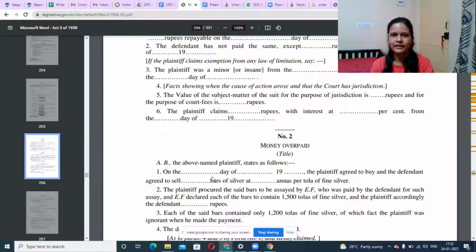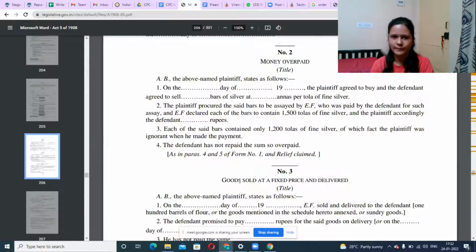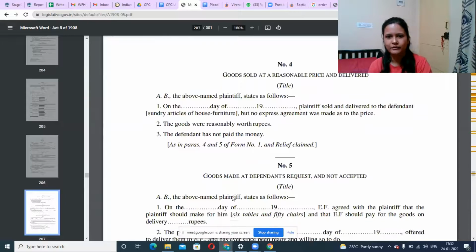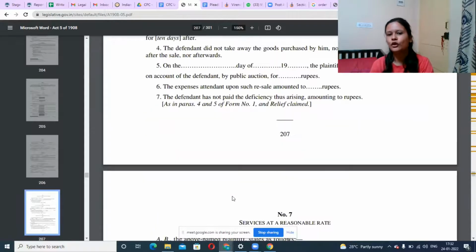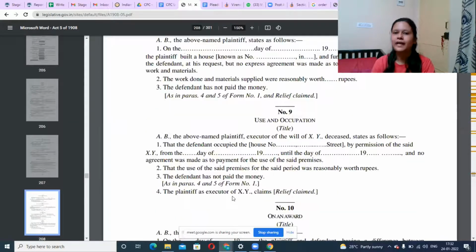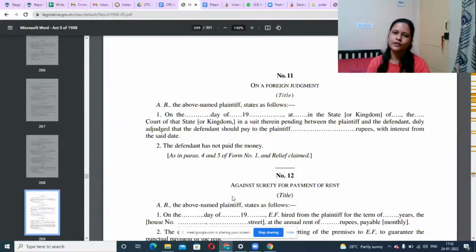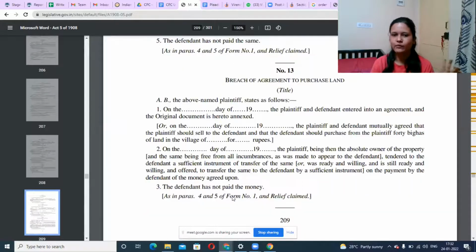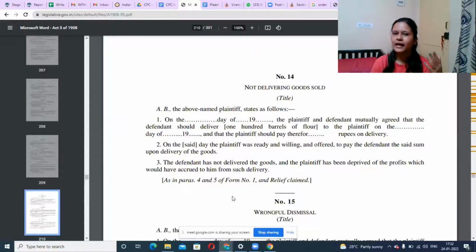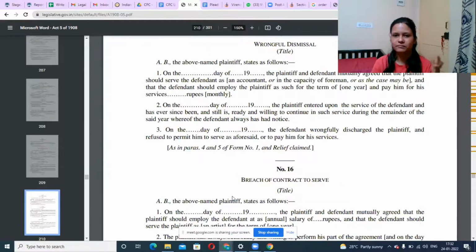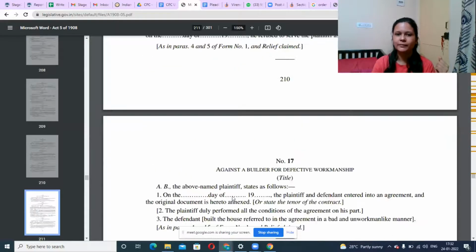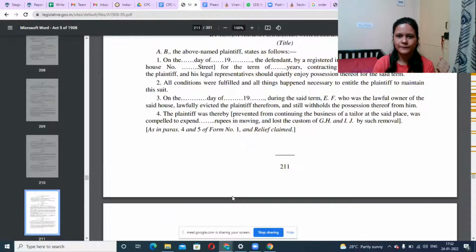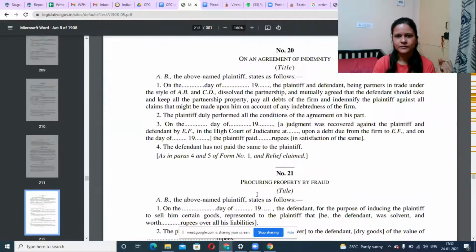For money lent, we need to file this format. Money overpaid, sale, goods sold at fixed price and delivered. Like that, we have a lot of different forms or templates provided. So we need to see which format is relevant for us, what kind of case we are filing, and based on that, we will file the pleading. Based on this given format only, we will file the pleading. There are so many different types of cases.